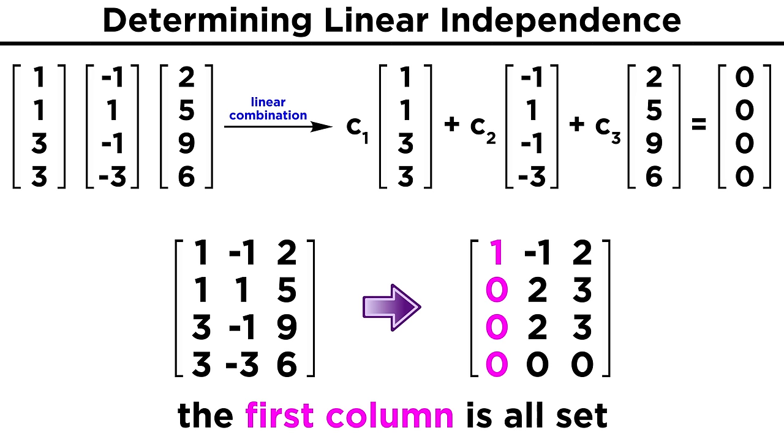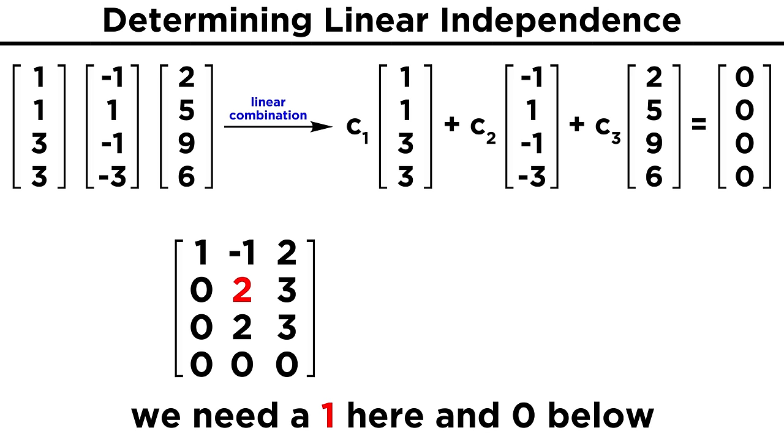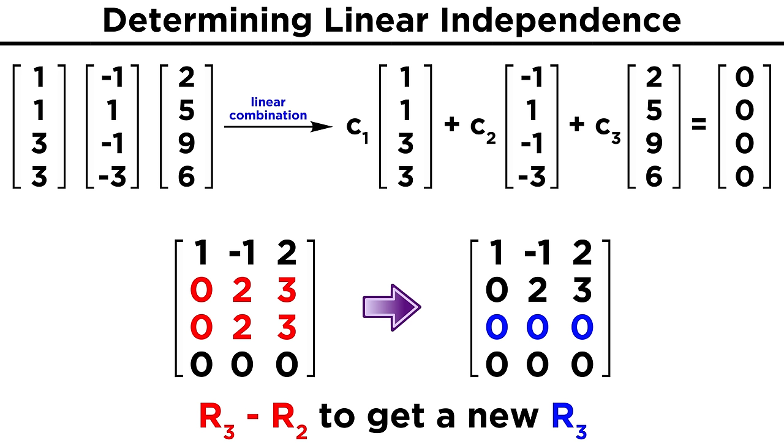Next, we want to make the second element of the second row equal to 1, while also making all elements below it 0. We can go ahead and subtract the second row from the third to get a new third row, since all of the elements easily cancel to give zeros. Now we can just divide the second row by 2 to make the leading element equal to 1.